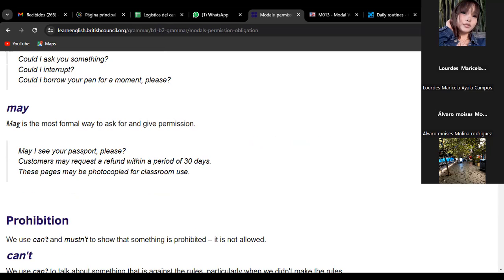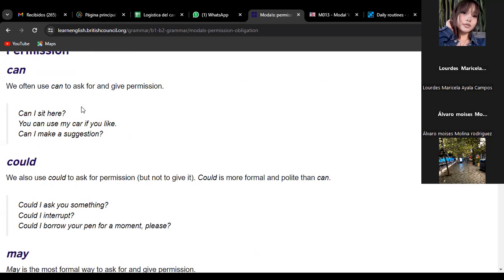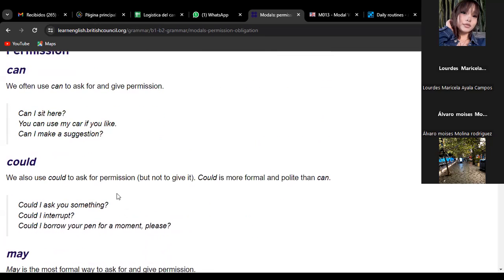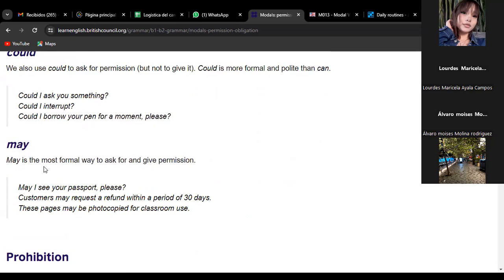Okay, then we have may. May dice que todavía es más formal y este se puede utilizar, o sea, serían los tres, digamos que tienen el mismo significado, pero lo que cambia es la formalidad, que okay, informal, formal, y este es más formal, el más formal. To ask and to give, y este se aplica para los dos. May I see your passport, please? Okay, customers may request a refund, okay, or these pages may be photocopied for classroom use.